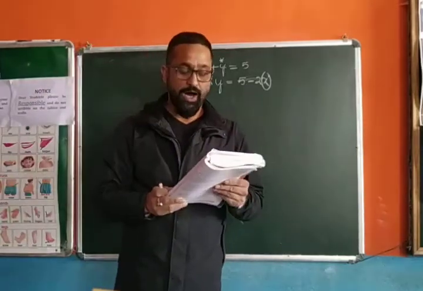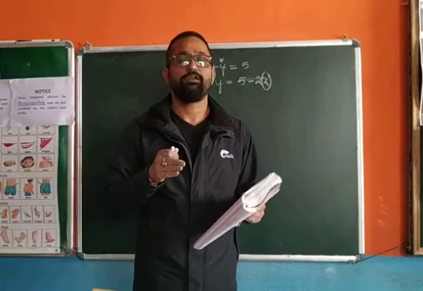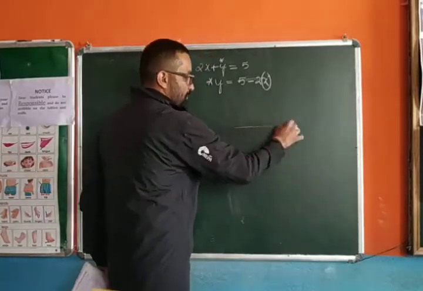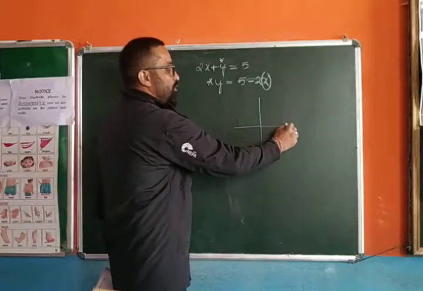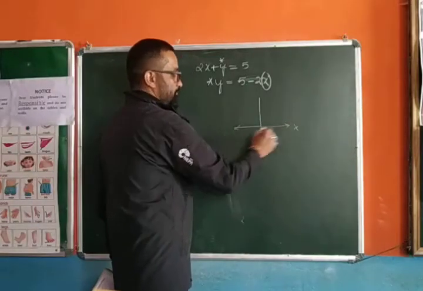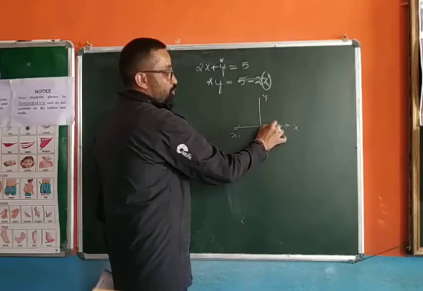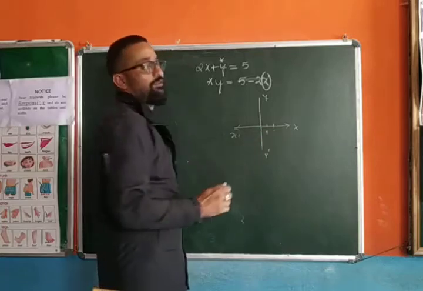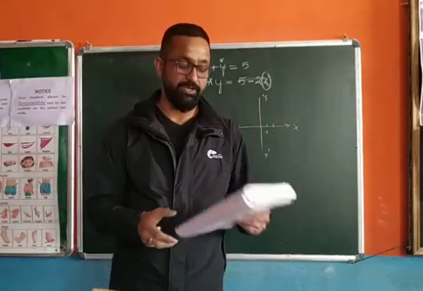Then fourth one, you need to draw axis of graph. Axis of graph means you divide graph in 4 quadrants. Then you mark the axis using suitable scale, 1 centimeter and 2 centimeter.